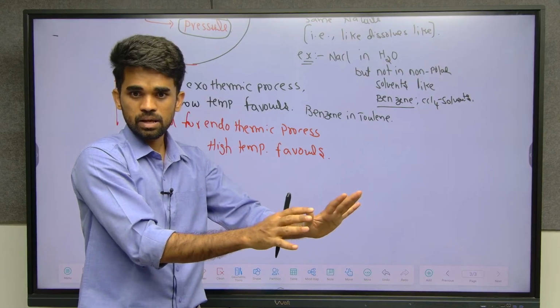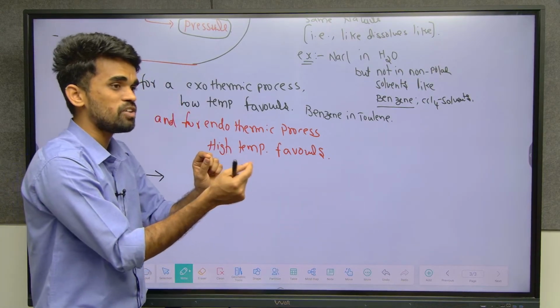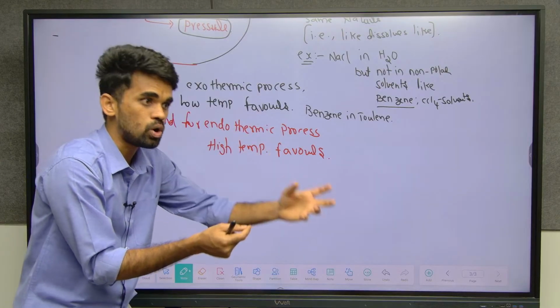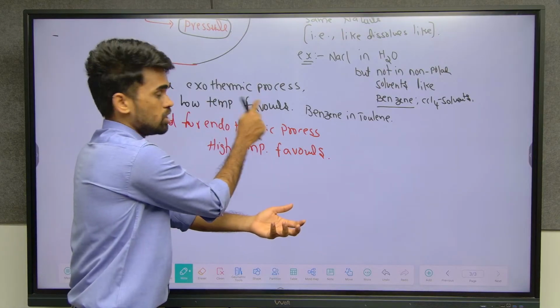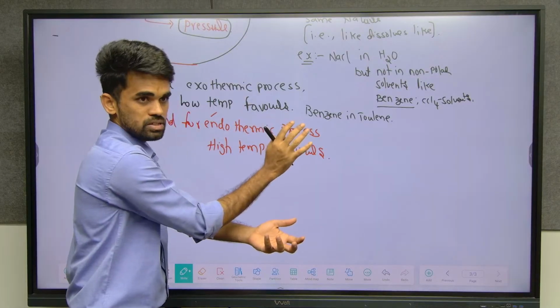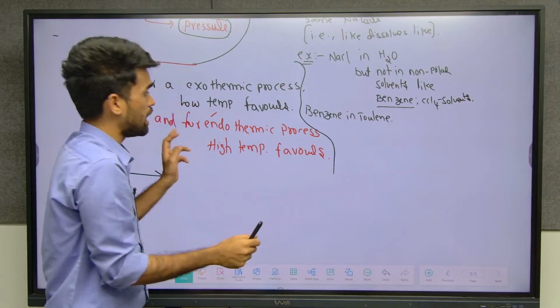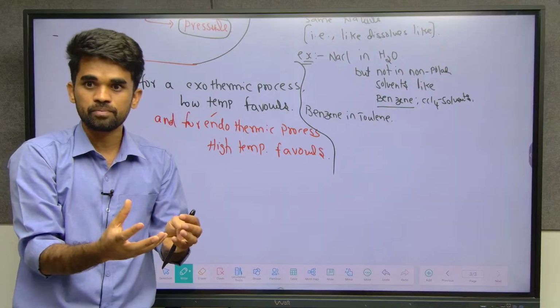Is this clear? Okay. So that process, which type of process is it, exothermic or endothermic? Colder region, so exothermic. So for exothermic, low temperature favors. Okay. So some process will be there, endothermic. While you are making tea, what will we do?